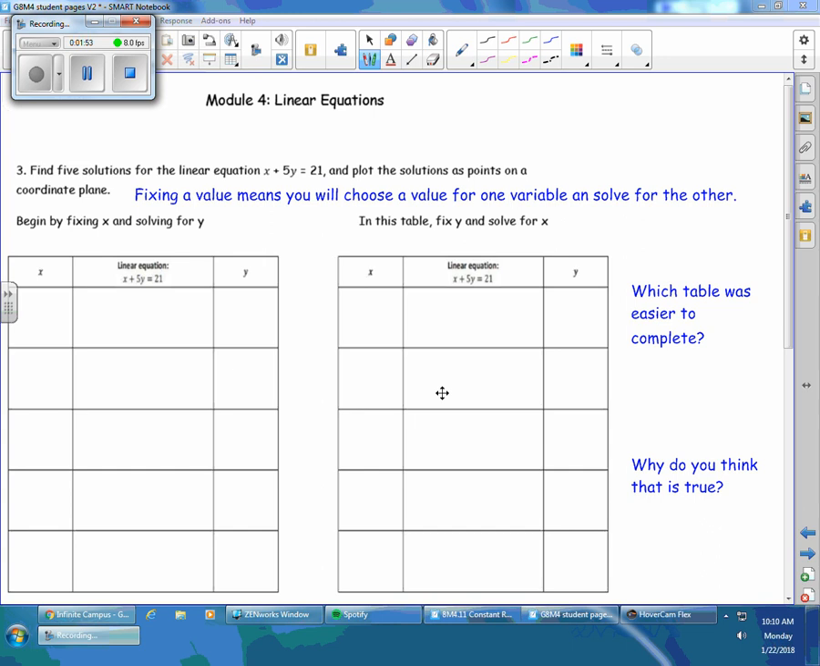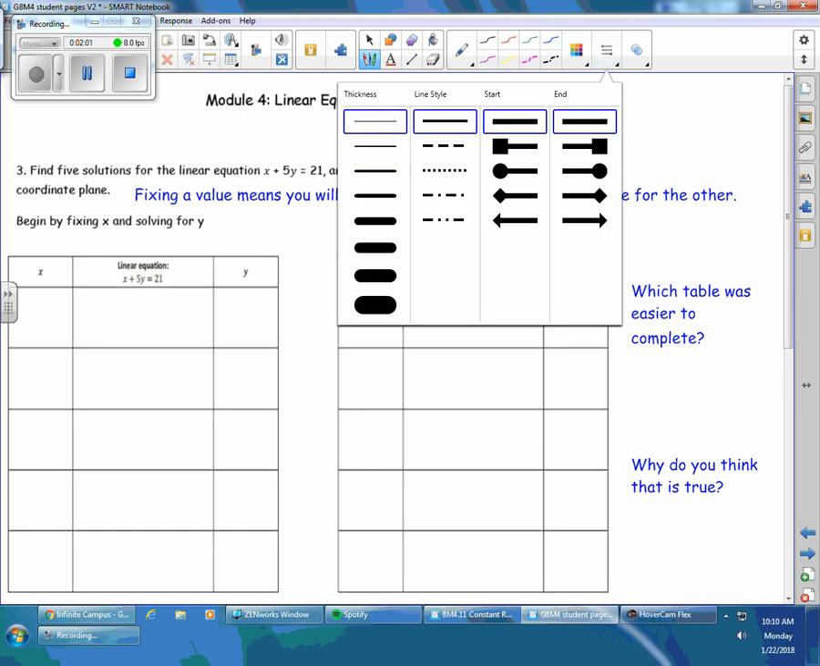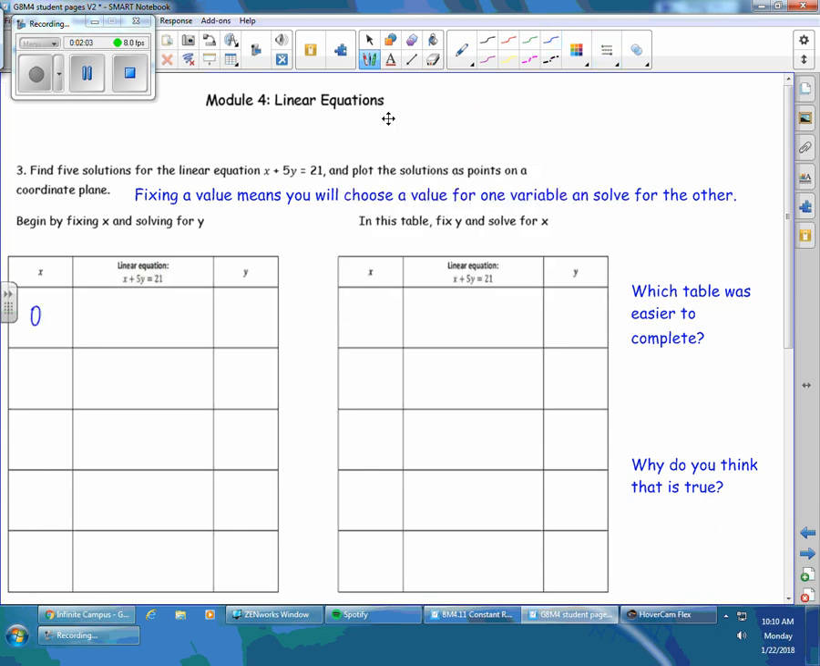So let's start like we always start, and let's pick a value. On the left here, we're fixing x, so we're going to pick a value for x. I always like to start with 0. To me, 0 is easy math, easy to think about, gives you a starting point. So I've got 0 plus 5y equals 21. I could subtract 0 from both sides, but that's just going to be 5y equals 21. I want my y by itself, so I'm going to divide both sides by 5.